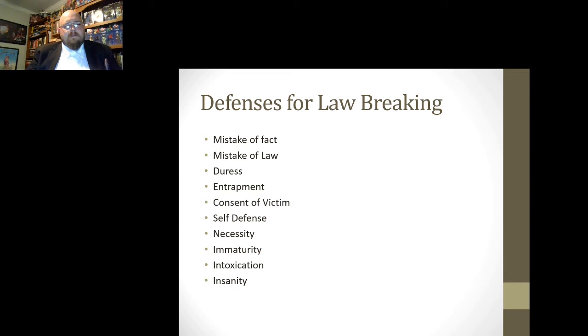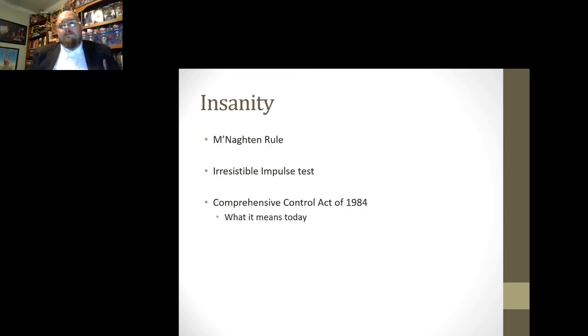The next type of defense we're going to talk about is the insanity defense. We're going to go on to the next slide for that. So the understanding of the insanity defense has changed a lot over the past 100 or so years as our understanding of mental health has changed. And I only really want to focus on what it means today.